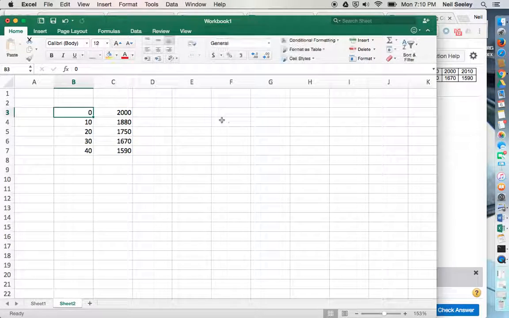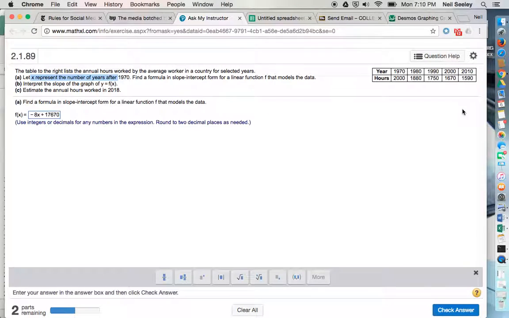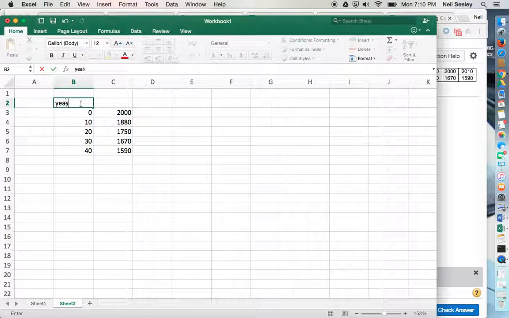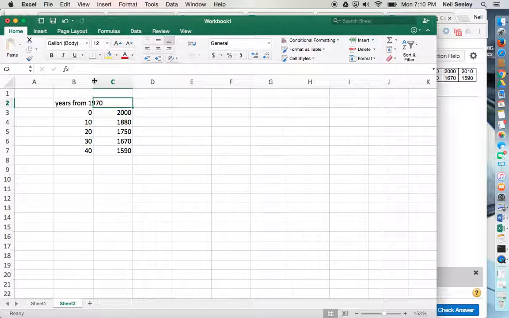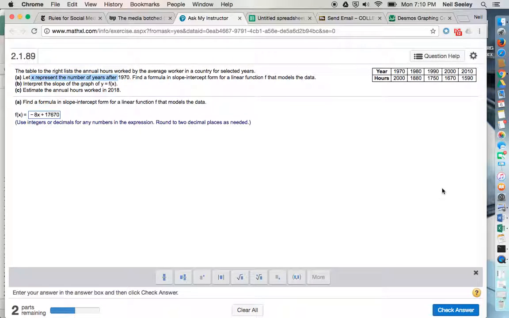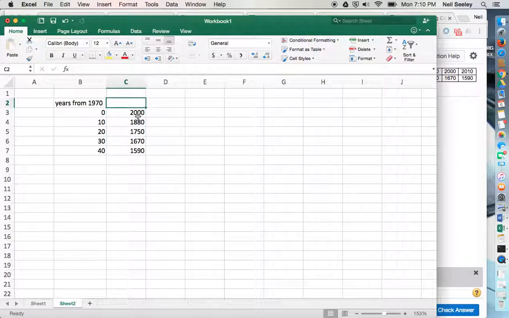So I wanted to give you an idea of what that would look like, year and hours, and I put it into a spreadsheet. And I went sideways. It doesn't matter which way you go, but this is years from 1970 as opposed to 1970, etc. And then this over here is your data for hours that goes with it. Okay, so I'll put hours up on top there.